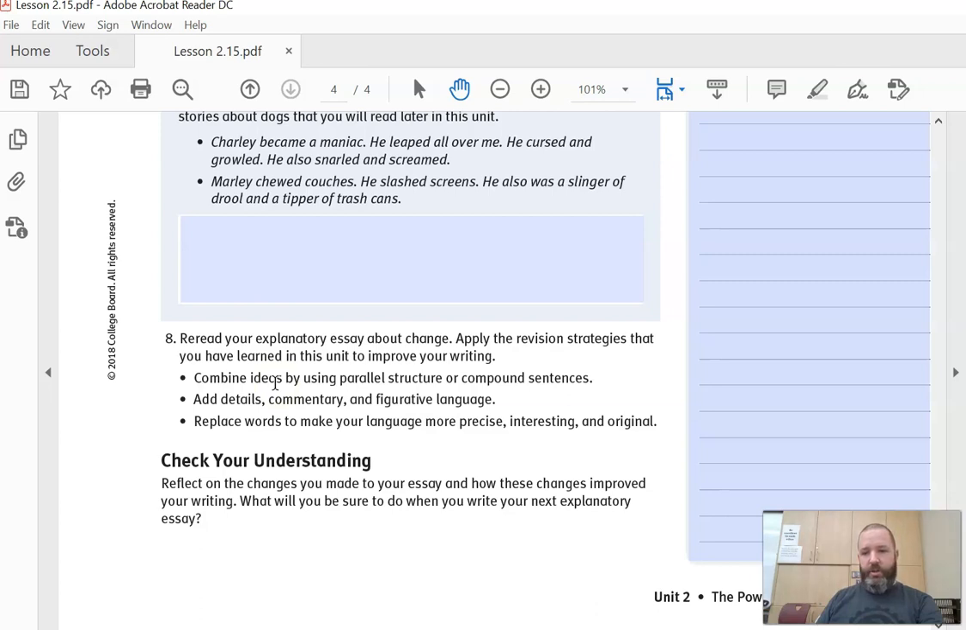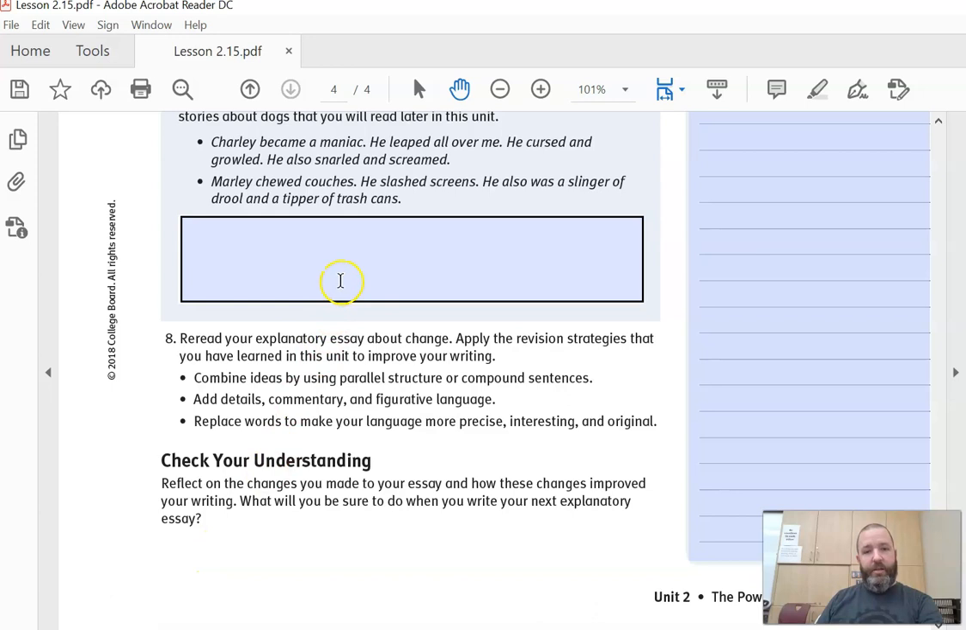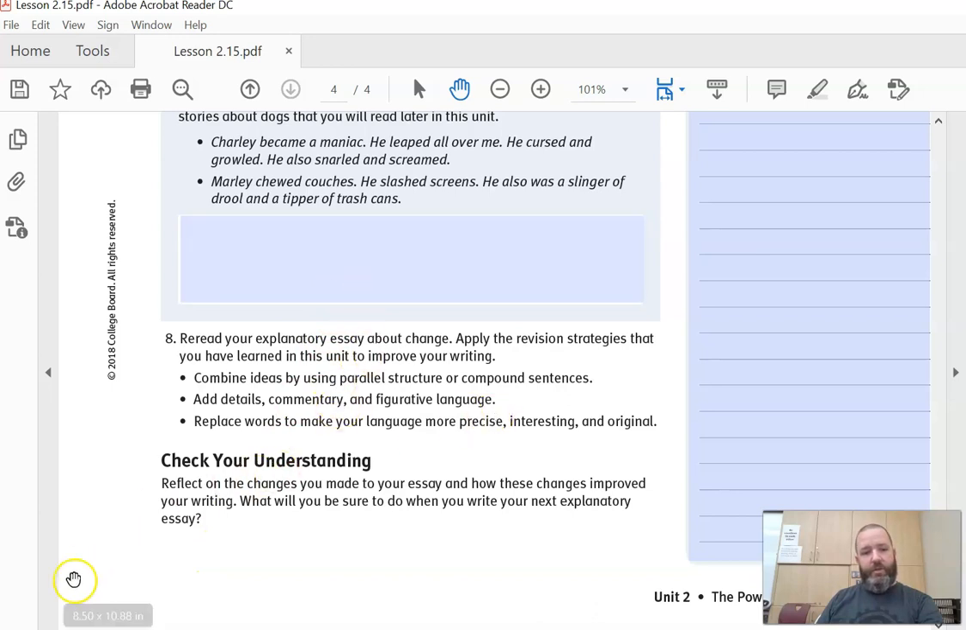And that's it. So make sure that at the end of this, you turn in your 5-paragraph essay into the assignment for 2.15. So make sure you attach that as well when you're turning in this PDF and your final practice expository essay.